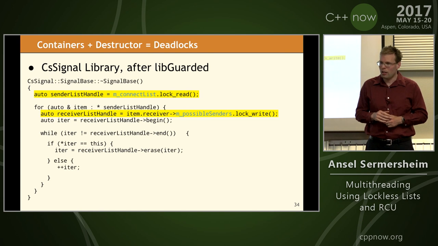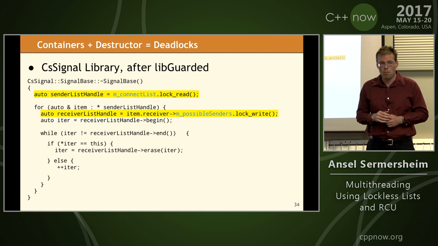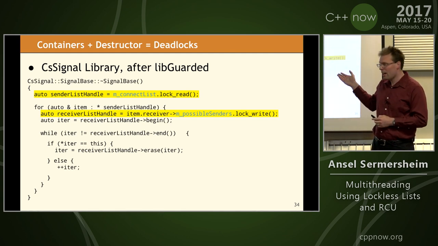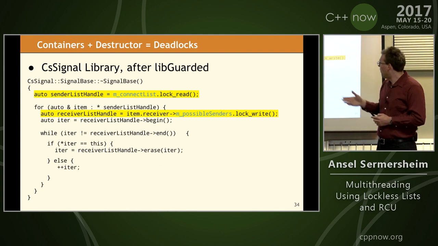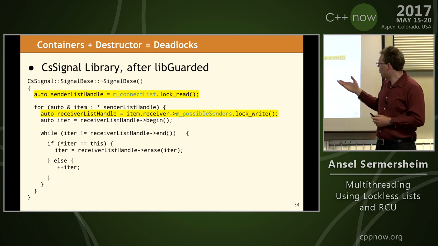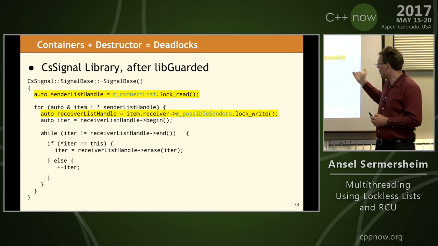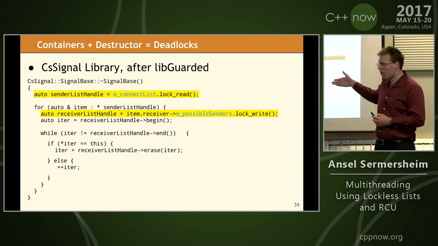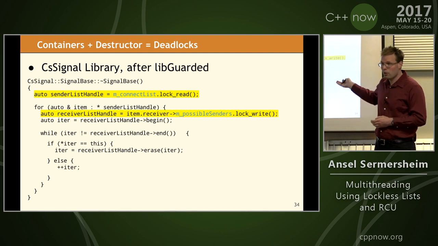After libGuarded and the new containers I'm going to show you today, this code became much more simple. It's about the same length because we actually need access to the iterator, so we can't use a range-based for loop. But we lock for read our own connection list. We loop over each element in that list. We lock the receiver's sender list. And we look for ourselves in the list, and if found, remove it. It's very simple code.